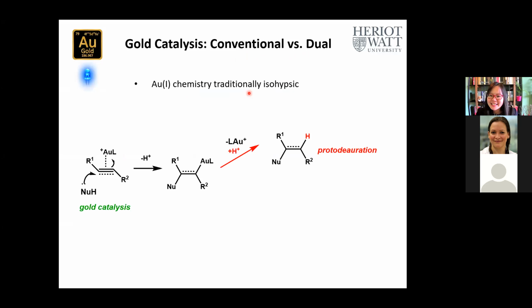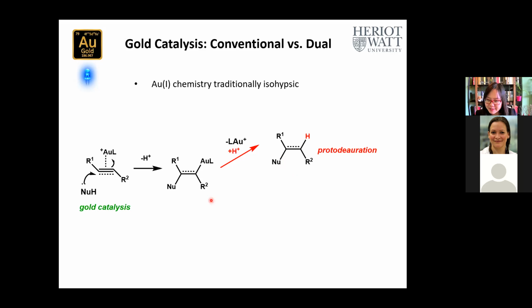So here's again a cartoon of what usually happens. It activates, nucleophilic attack, anti-fashion, and then you get a protodeauration. Now, after many years of the gold field developing really beautiful reactions using this traditional chemistry, we then got a bit greedy and said, it's nice that gold can do that, but won't it be nice if gold can also do what palladium does, meaning cross-coupling?